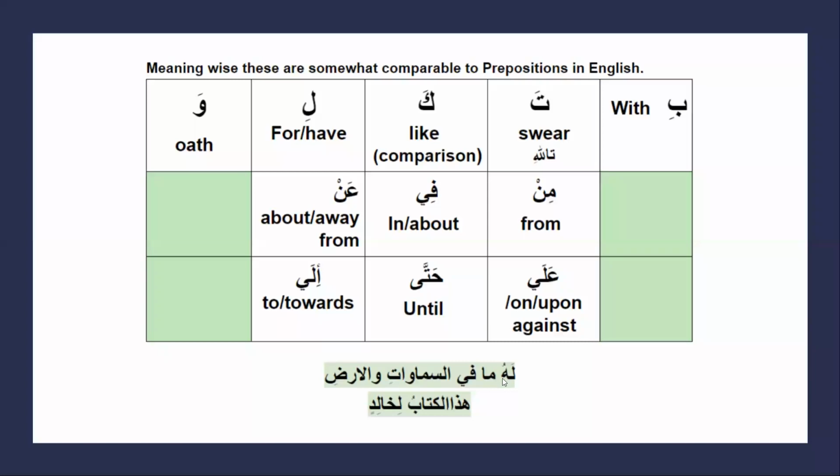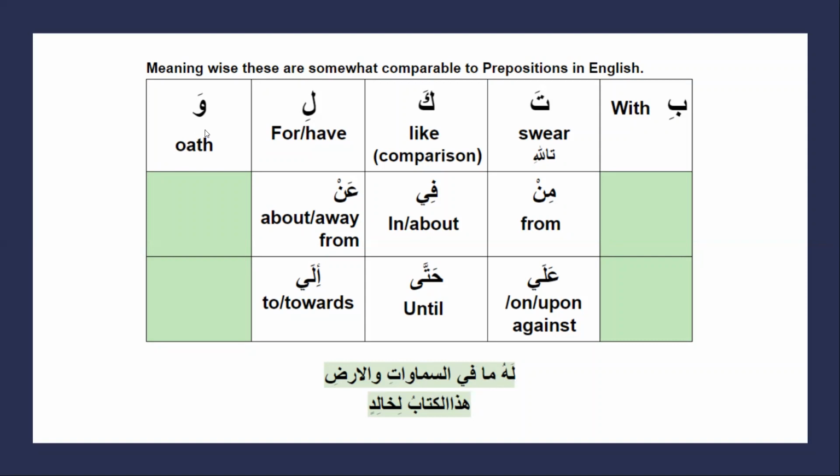When it is attached to a pronoun, then it comes with fatha, lahu ma fis samawati wal ard. Everything that is in the earth or heaven belongs to him, Allah subhanahu wa ta'ala. So lahu. Waw, like wal asri, watini. Waw is a harf of jar for oath.